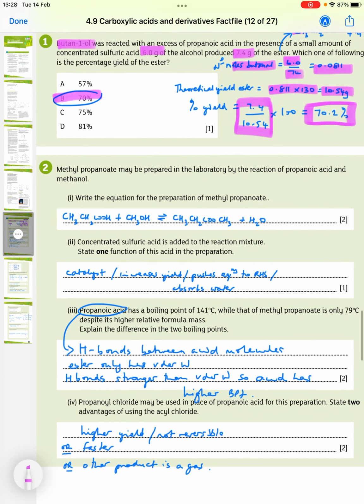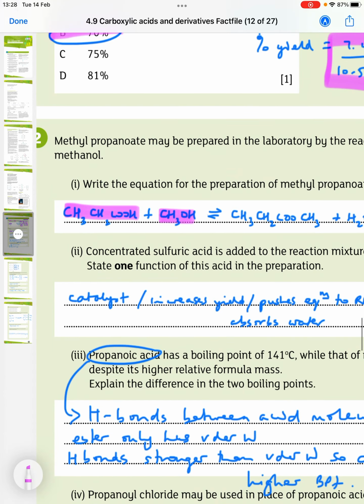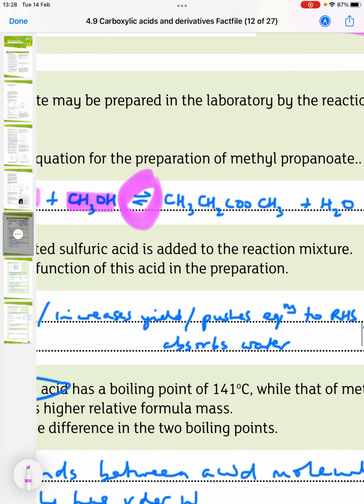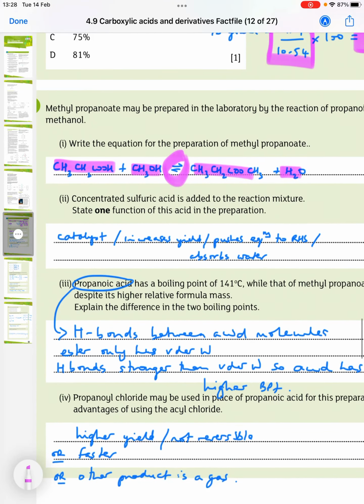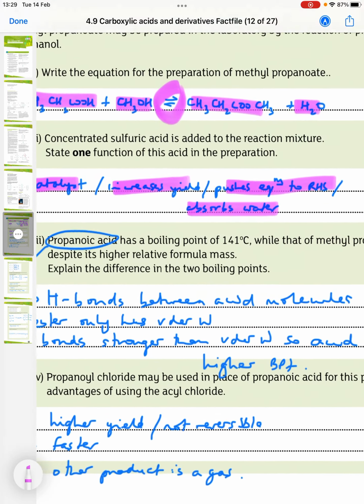Next, methyl propanoate may be prepared in the laboratory by the reaction of propanoic acid and methanol. So write the equation for the preparation of methyl propanoate. So there we have our propanoic acid and our methanol, and then the reversible sign, and then this is the methyl propanoate, and we get water as well. Then conc. sulfuric acid is added to the reaction mixture. State one function of this acid in the preparation. So any of these, I would say it catalyses it. You could also say it increases the yield, or it pushes equilibrium to the right, or it absorbs water. There's only one mark for that, but any of those would do.